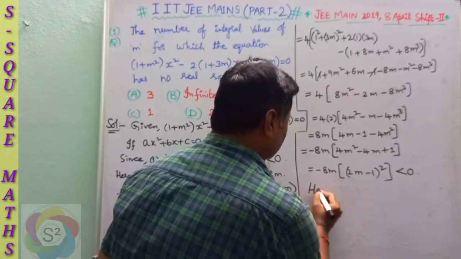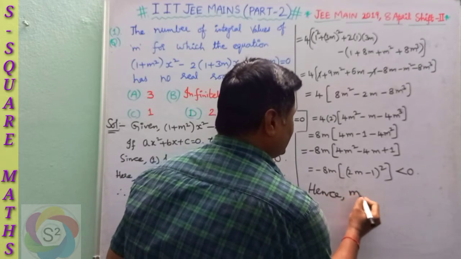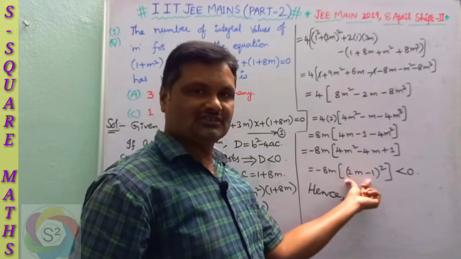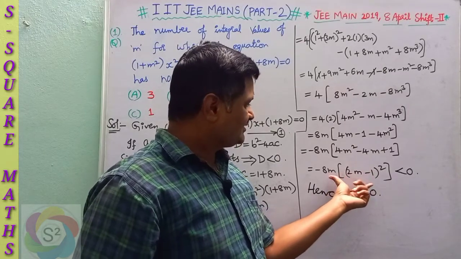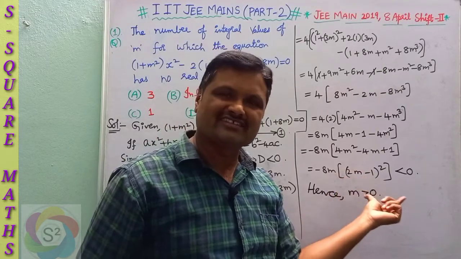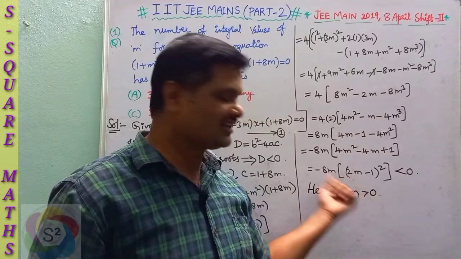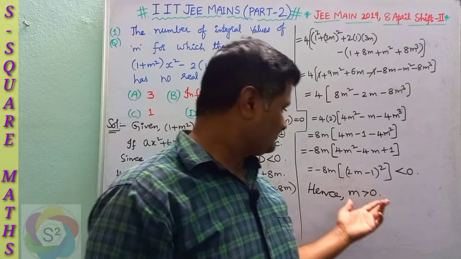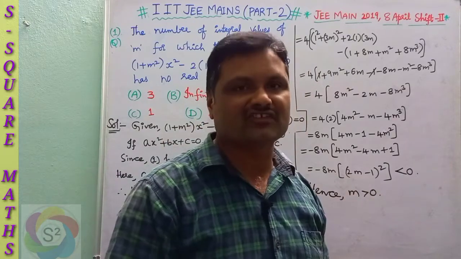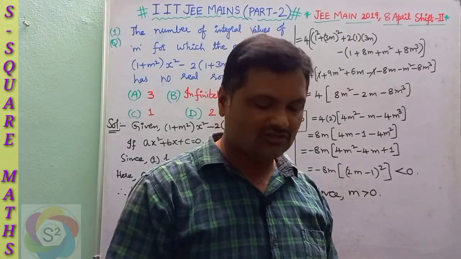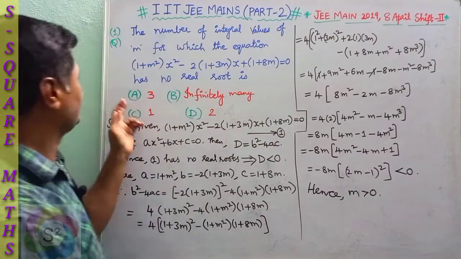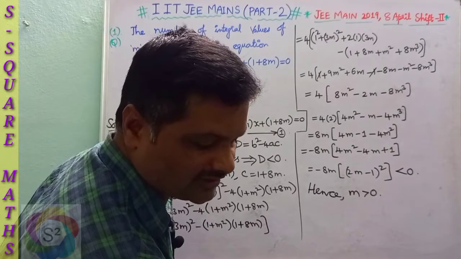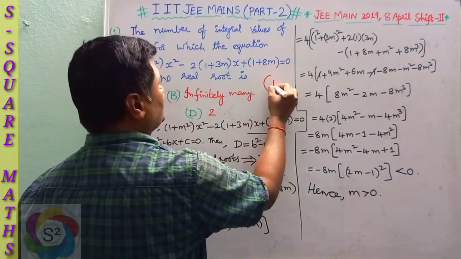Hence m is greater than 0. If m is less than 0, you are going to get a contradiction, a false statement. Hence m should be greater than 0, a positive quantity. So according to our options, we can go through infinitely many, the B option. So the B option.